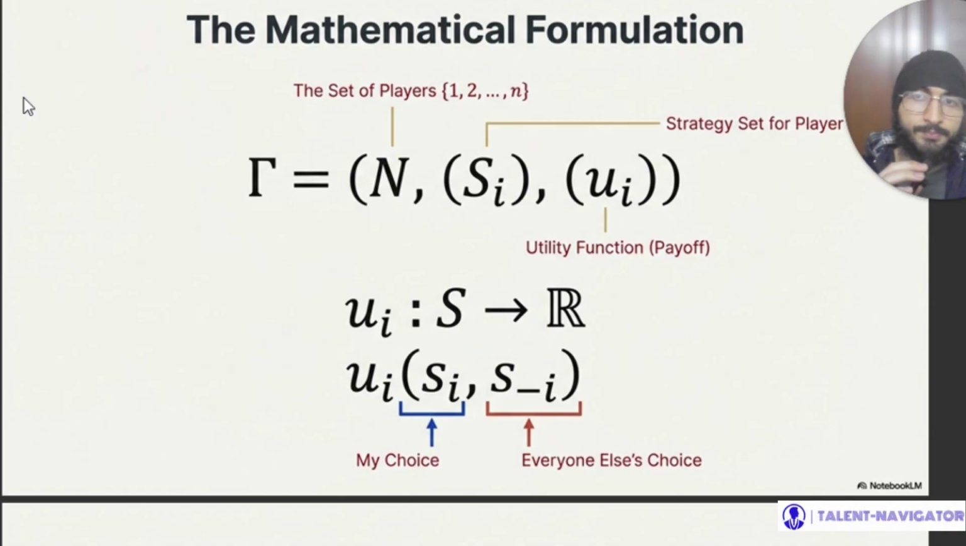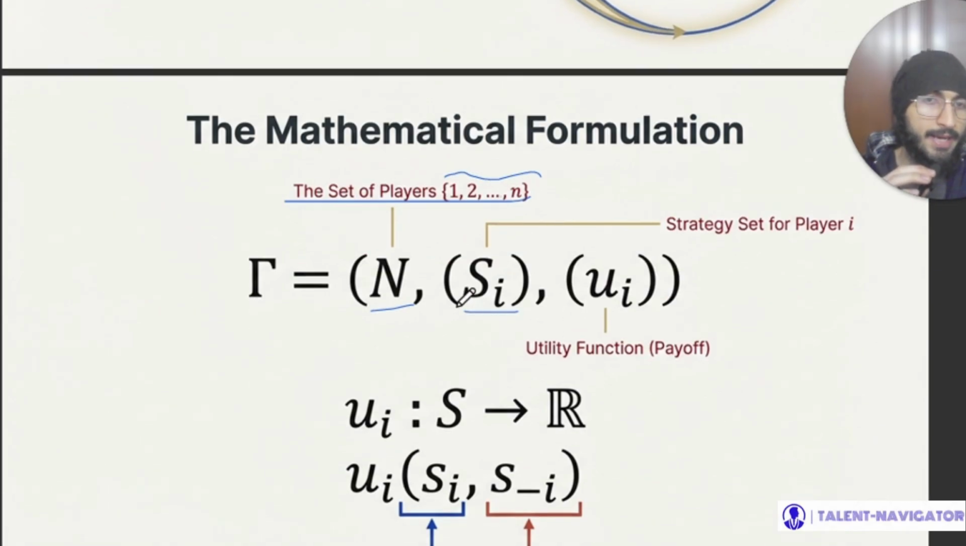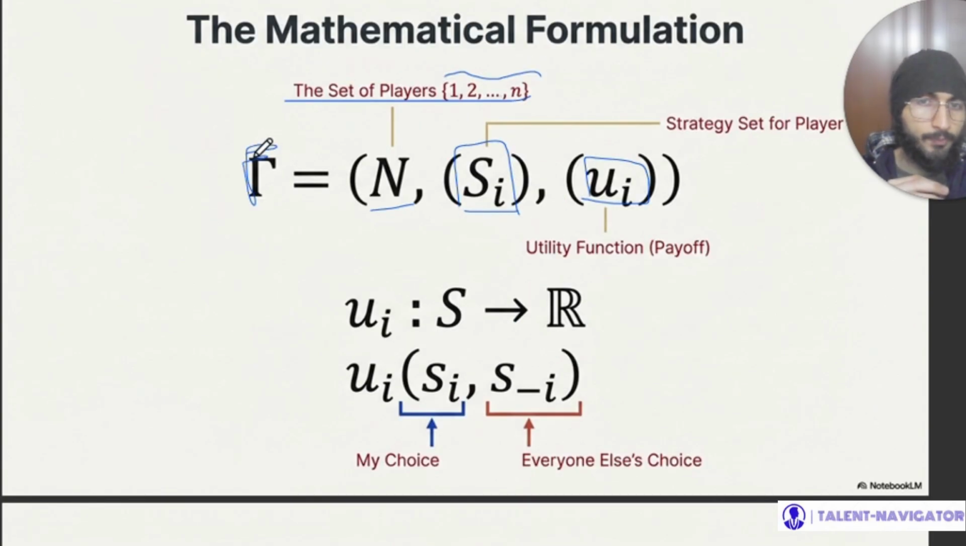So basically, the set of players is denoted by the set N, and it has players numbered from 1 till n, small n. And then we have the strategy set for player, right? For player i, it is S_i, and also we have U_i, which is the utility function of the payoff, and we denote it by this tau, right? And so U_i is basically a function on the set S, which maps to rational numbers, U_i(S_i, S_-i). What does this denote? That is, S_i is basically my choice, and S_-i is everyone else's choice, right? So that is how we denote it mathematically.